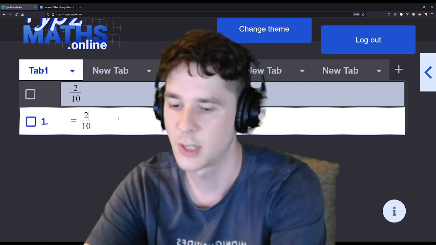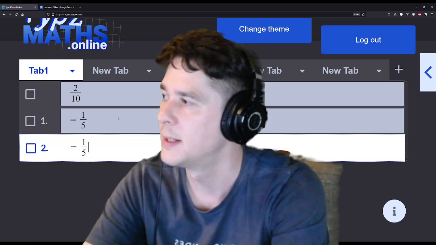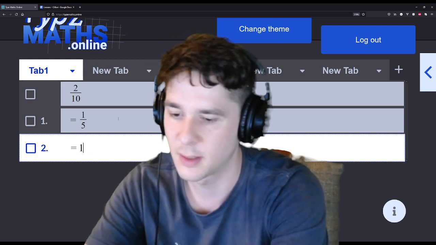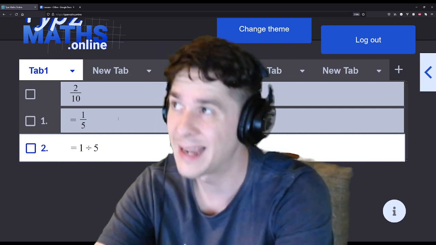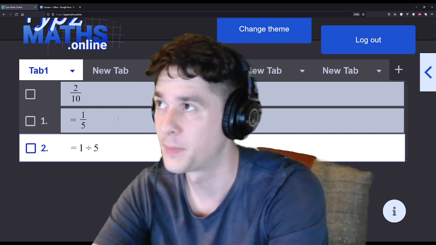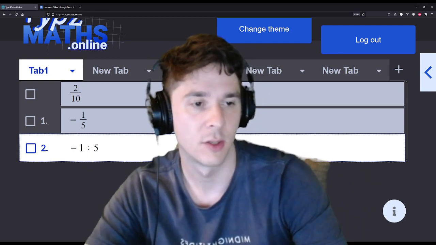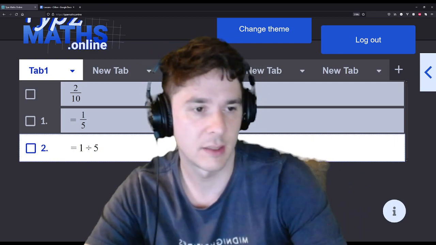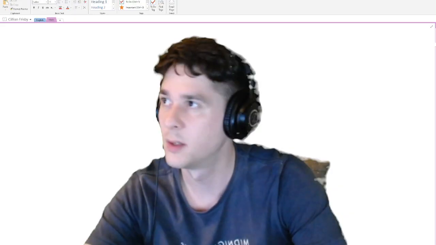into a percentage. We're going to divide top and bottom by 2 to simplify to be 1/5. Now 1/5 we can think of as 1 divided by 5. I happen to know off the top of my head that 1/5 is going to be 0.2, but let's have a look at how to work that out the long-winded way.